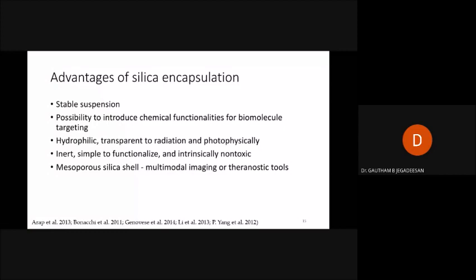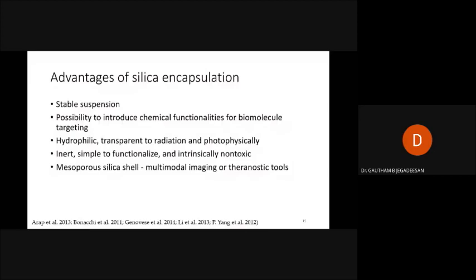Next one, it is possible to introduce chemical functionalities for biomolecule targeting because it contains various functional groups on the surface, OH, or you can modify it with amine, acid, anything. And hydrophilicity and hydrophobicity can be tailored, it is highly inert, and it is biocompatible. And you can also go for a mesoporous silica shell on the surface of the upconverting nanoparticle, which will have very high surface area to load a huge amount of drug on it. And you can also keep a gatekeeper, which can be triggered using internal or external stimuli.